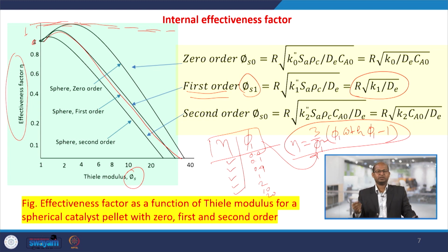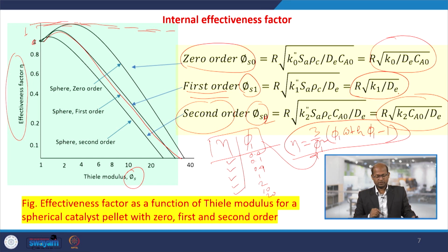Similarly, at the beginning we considered a first order reaction, therefore the nature of the curves would be like this, and the catalyst was spherical. If we consider a zero order reaction, then the Thiele modulus would be this. If it is a second order reaction, then it would be like this. Okay. The corresponding natures of these curves would be similar in trend, but different. This is for a zero order spherical particle.